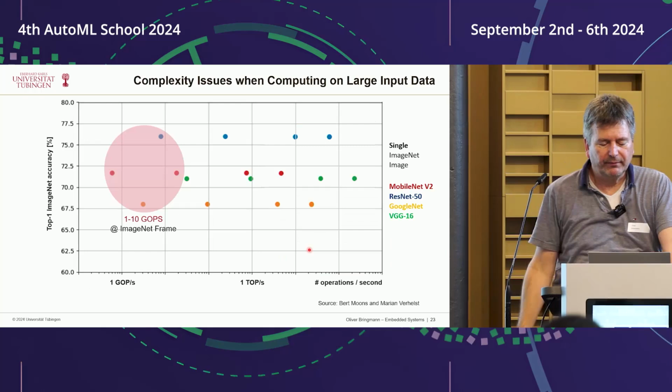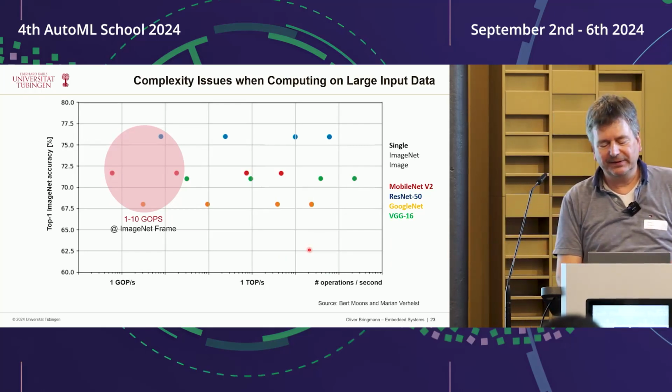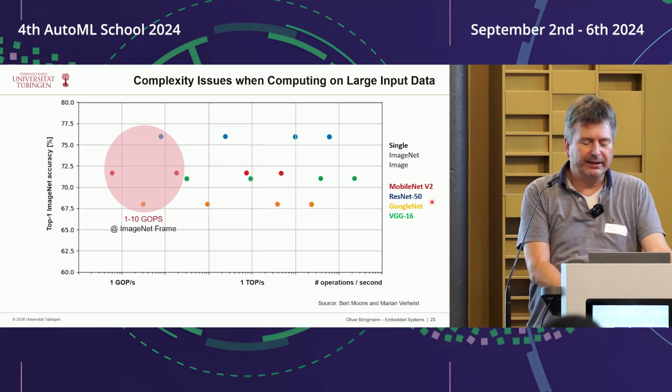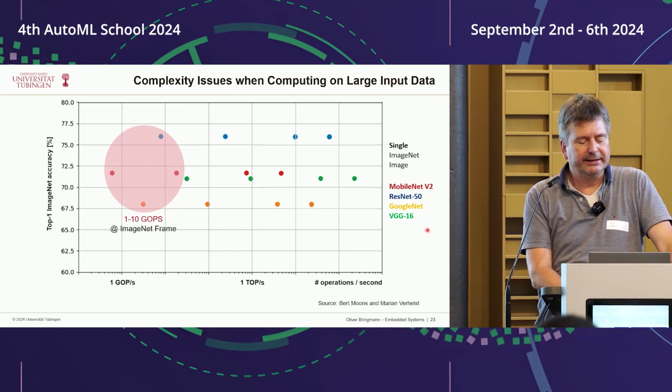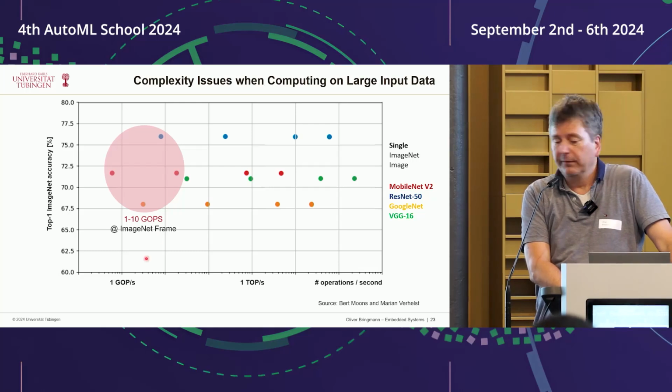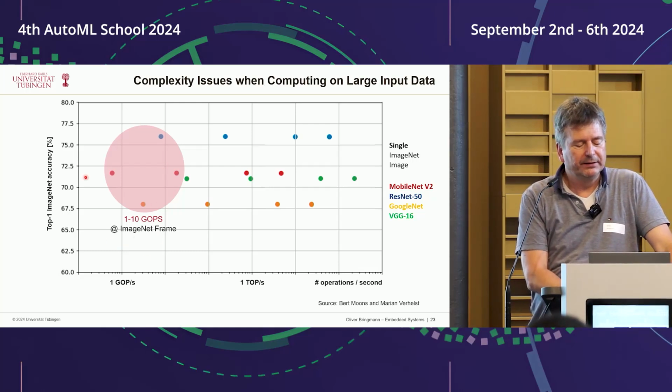And that's shown here. If we took as example very old networks, MobileNet, ResNet, for example, and VGG, then you see some kind of complexity considerations with the ImageNet frame. And that's shown here in that area.